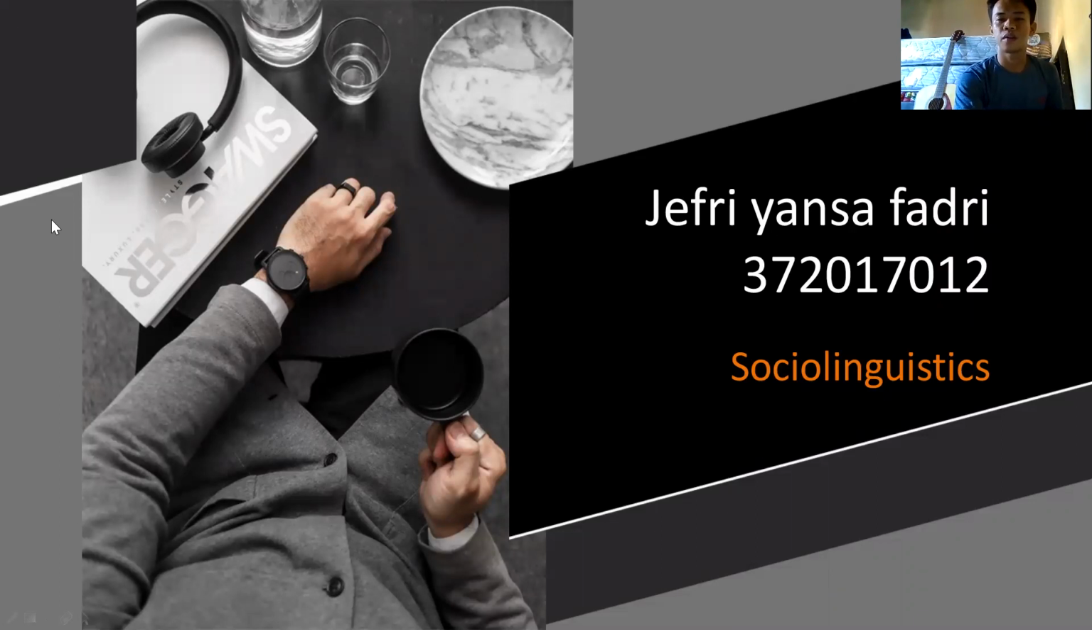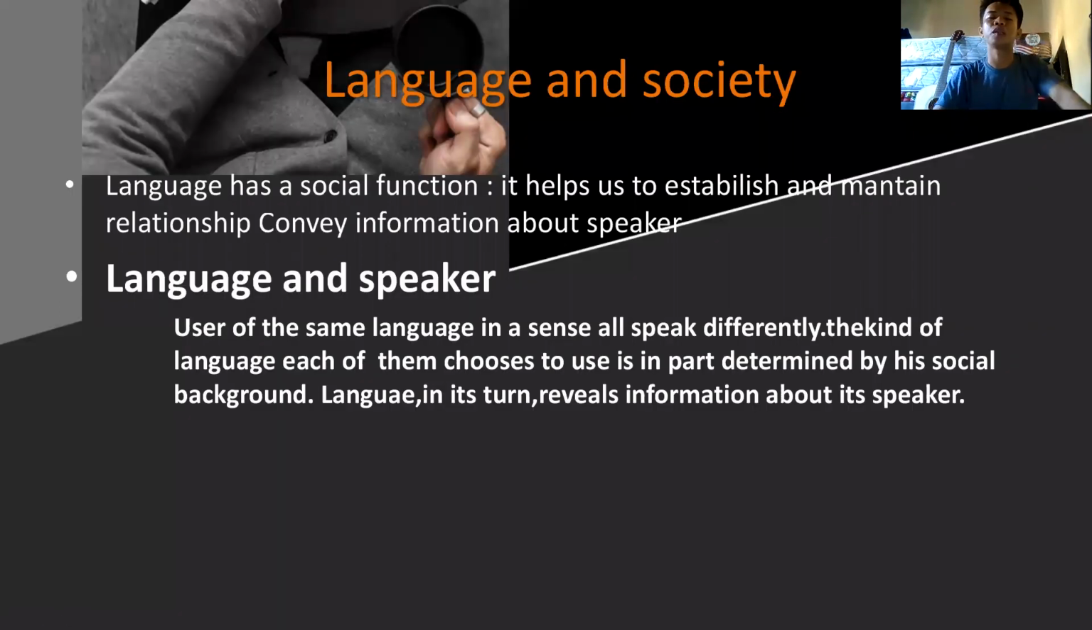Sociolinguistics. The first one, I'm going to present about language and society. Language has a social function. It helps us to stabilize and maintain a relationship, and convey information about the speaker.